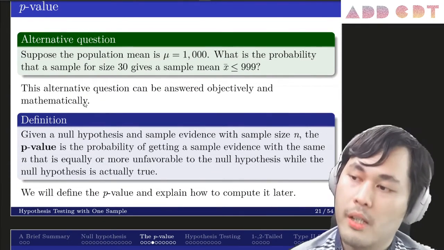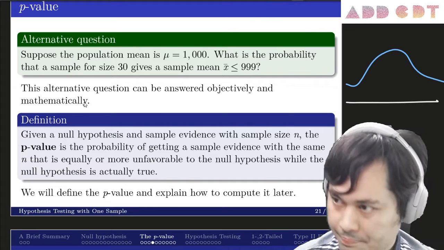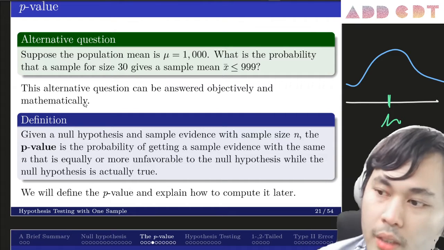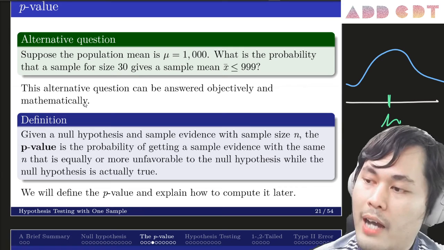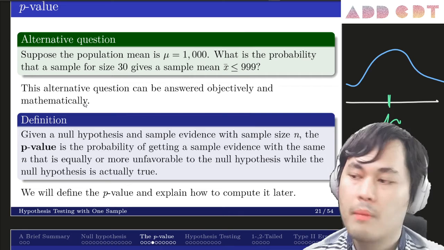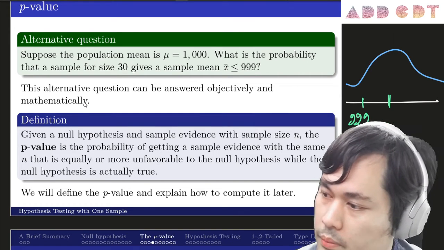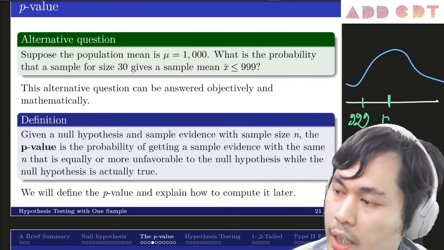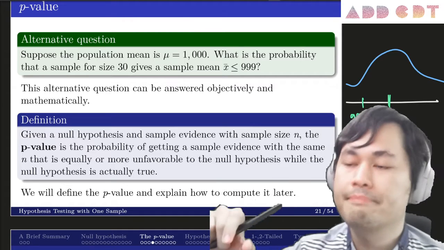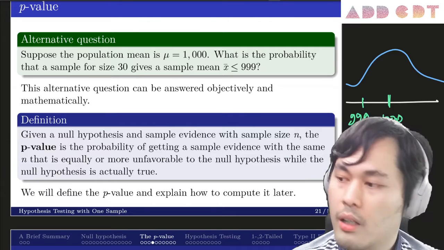So suppose that the mean is 1,000. In the other way, we have this image of the bell curve. Suppose that mu is 1,000. So we want to find the probability that the sample mean is at most 999. In this case, the question can be answered with a single number that we can compute as the probability or as the area.